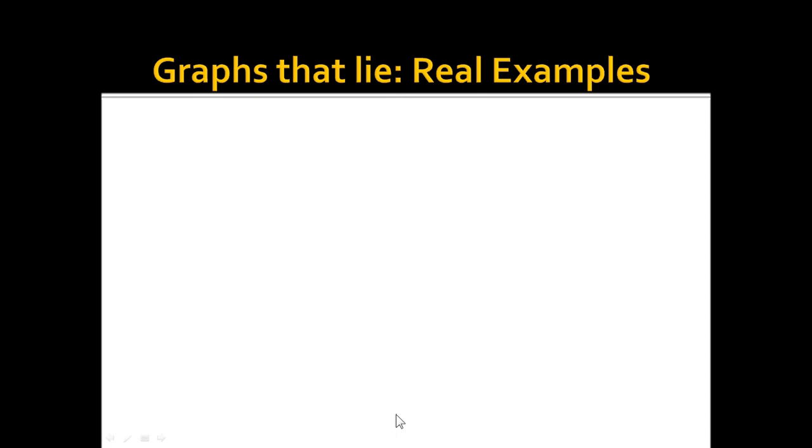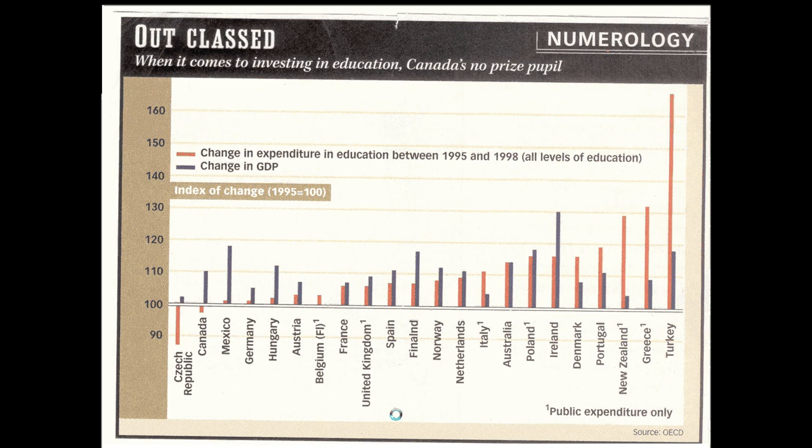Now, I'm going to take you through some real-life examples of graphs that I've gathered and collected over a bunch of years to show you how these can be used in real life. This graph I particularly like reading because it's got a whole lot of sneaky things going on inside it. This graph is talking about investing in education. First of all, notice what it says in the title: "Outclassed when it comes to investing in education, Canada's no prize pupil." That's a biased title from the beginning. That is an incorrect title and should not be included.